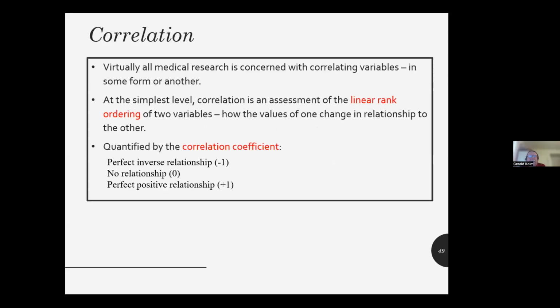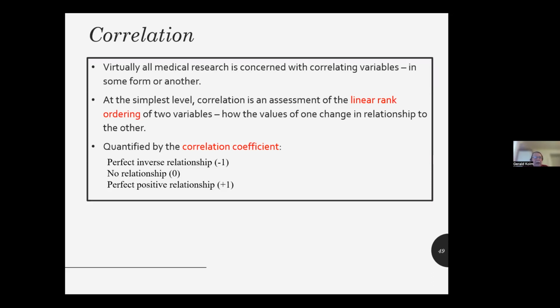So I'll start out looking at correlation. Because this is really fundamental to all statistical tests, at the simplest level, correlation is an assessment of the linear rank ordering of two variables, how the values of one change in relationship to the other. And this is quantified by the correlation coefficient.